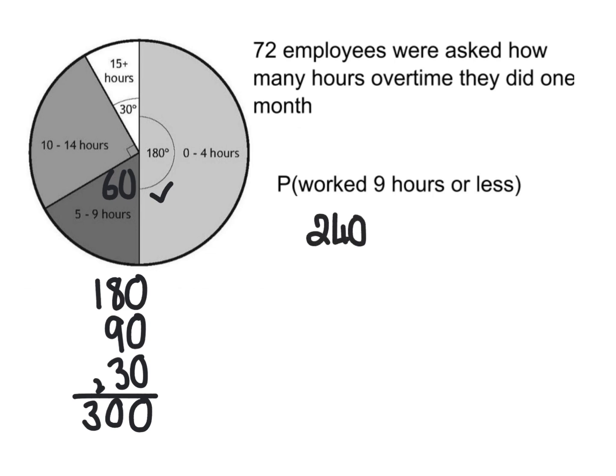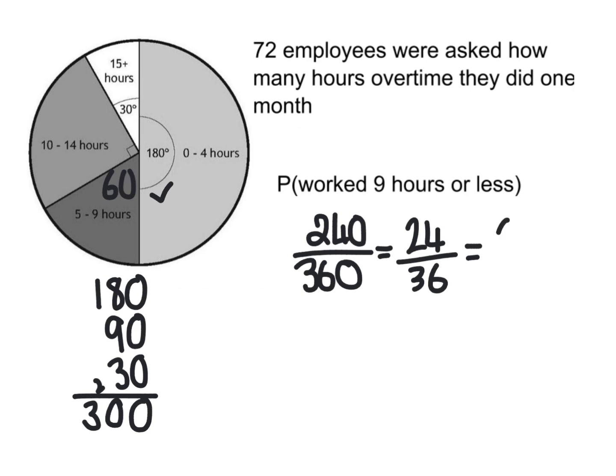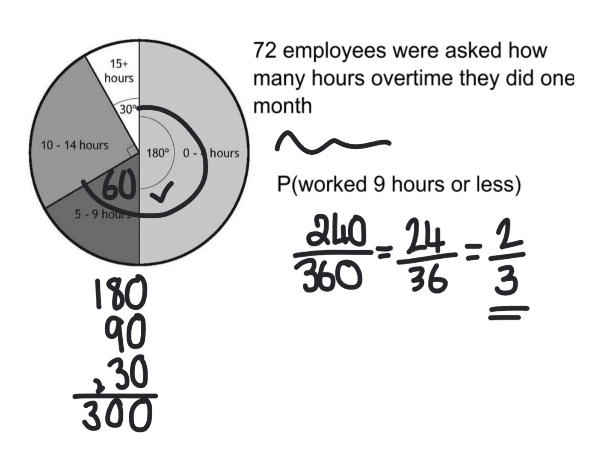Now that's 240 degrees out of 360. If I simplify that down, that's 2/3. Don't know how good you are at your simplification. Take off the zeros, I've got 24 over 36. Divide by 12, I've got 2/3. Now the 72 is completely irrelevant. It's not asking how many people. That was part A, which I'd hidden for this bit here. Basically, 2/3 of that pie chart worked 9 hours or less. These people here. So the probability that the person chosen at random worked that amount of hours was 2/3.